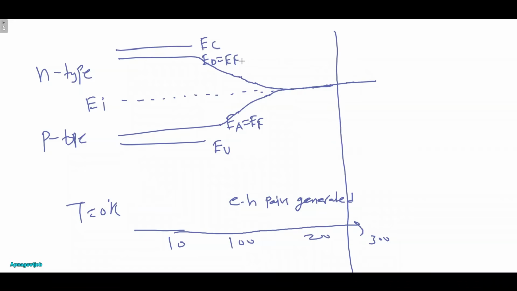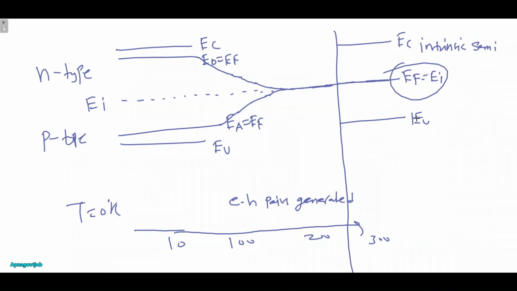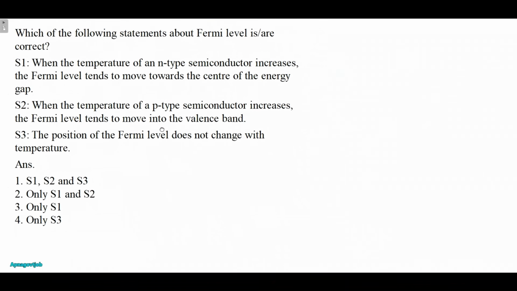Now at very high temperature, what happens? Your EF, which was above the middle near the conduction band, or which was near the valence band, comes to the center now. And again we get an intrinsic semiconductor. This is your conduction band EC, and this is your valence band. So again EF is equal to EI. I hope you got the concept, and now let's go back to our question. I hope now you will be able to answer.